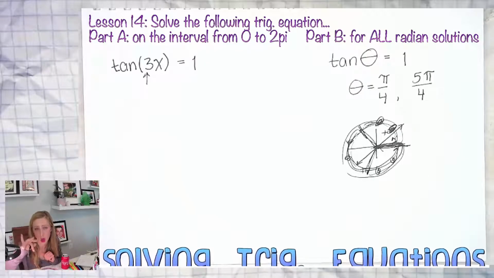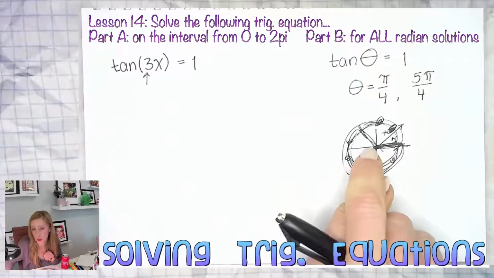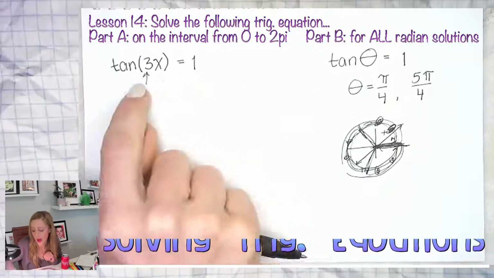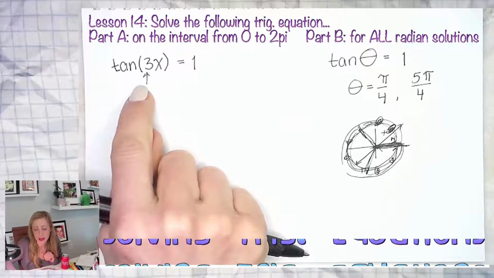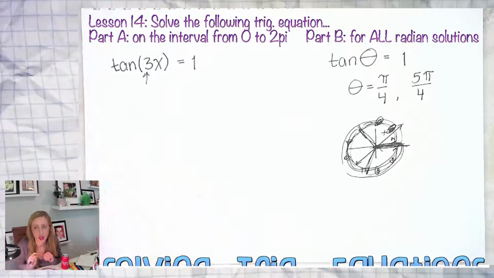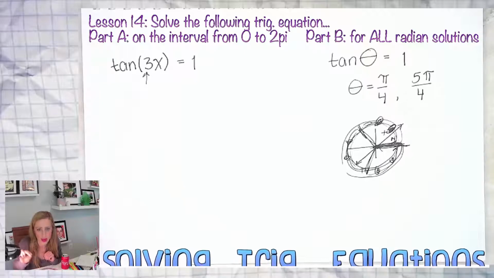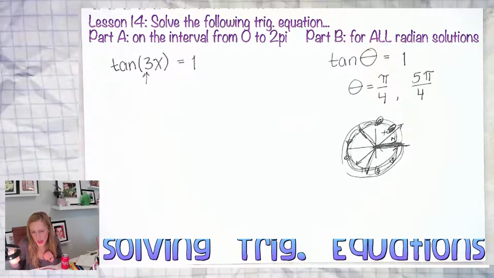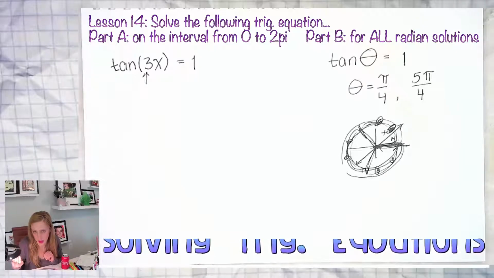If we compress them all, I could fit 3 of them in that space. So now, instead of having 2 answers between 0 and 2 pi, I'll triple it. You should get 6 answers between 0 and 2 pi. So this is a way for you to reason it out while you're doing a problem, okay? To help you realize if your answer makes sense or not.